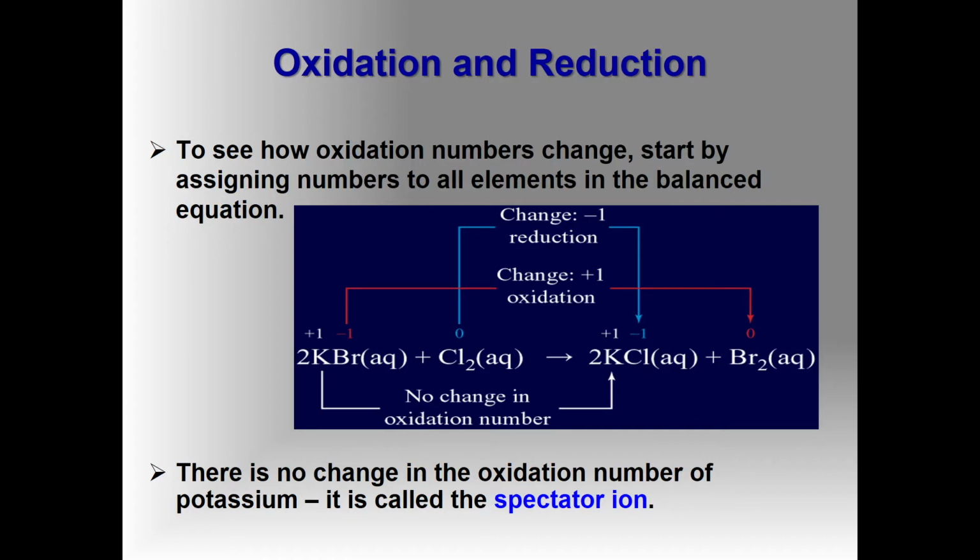So here it shows this problem that we just did. To see how oxidation numbers change, start by assigning numbers to all elements in the balanced equation. There is no change in the oxidation number of potassium, so it's called a spectator ion. And what we see is chlorine is being reduced by -1. It's going from 0 to -1, so it's reduction. And to go from -1 for bromine to 0, we have to add 1, so it has a +1 oxidation. This is another way of looking at it.